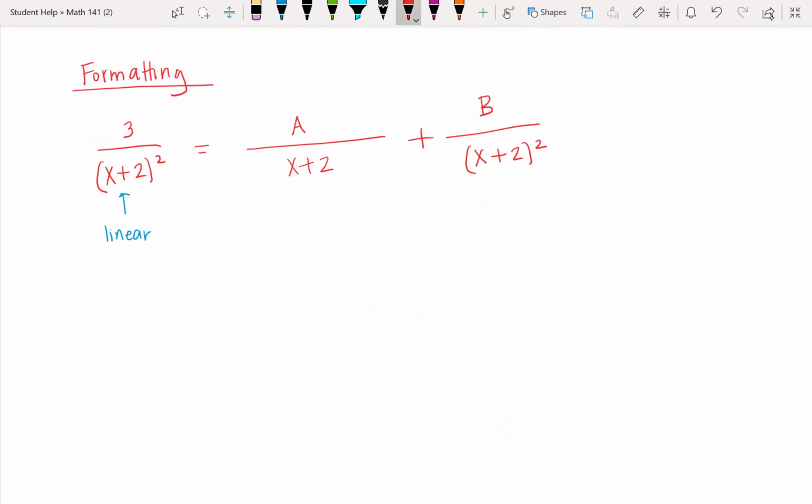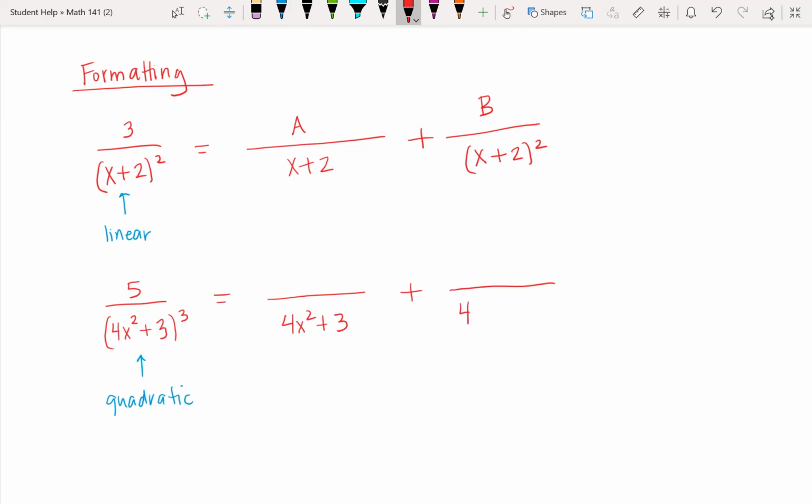A second type of example would be, let's say that I have 5 over 4x squared plus 3, and then this is raised to the 3rd power. Now what I have here in the parentheses is a quadratic. And so that means for the numerator to be 1 degree less, it's going to be a linear factor. So similar to what I had before, I'm going to filter through all the possibilities of what could end up in the denominator, taking that quadratic to the 1st power, taking it to the 2nd power, and then taking it to the 3rd power.